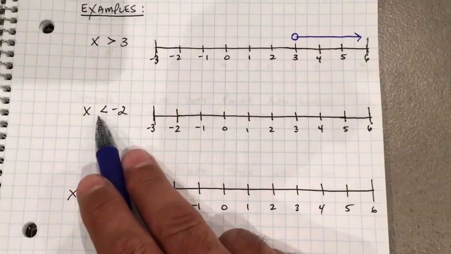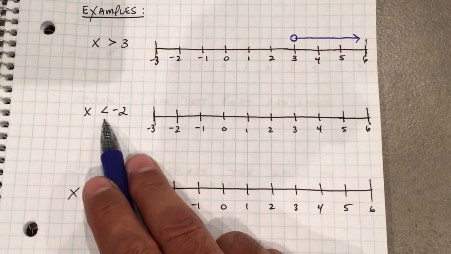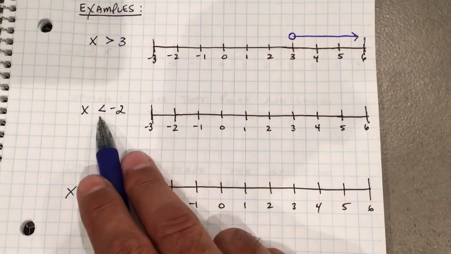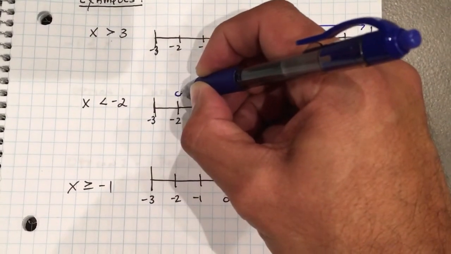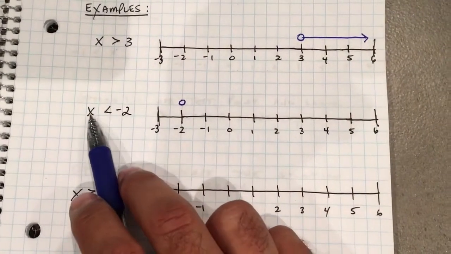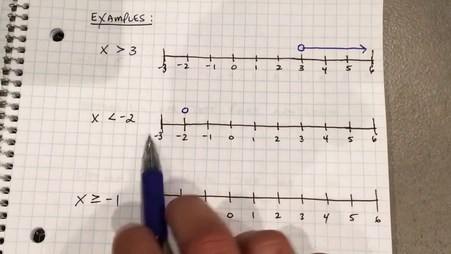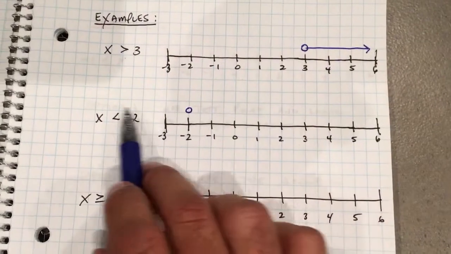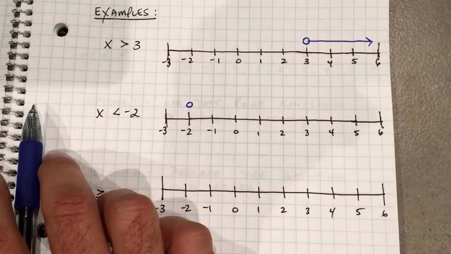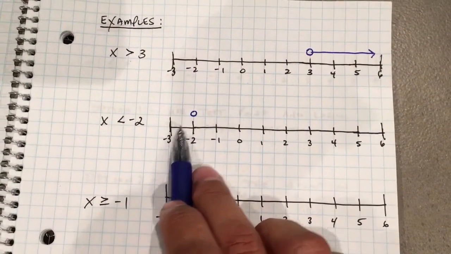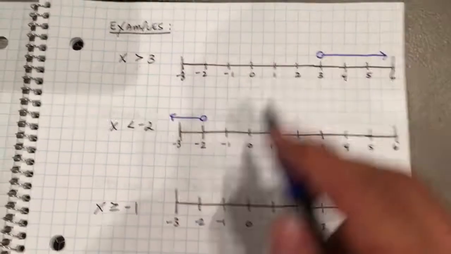X, or all the numbers, are less than -2. Again, what type of circle are we going to use? There is no line, so we're going to use an open circle. We go to -2, put our open circle, and these numbers have to be less than -2. This can be confusing when you're using negative numbers, but remember, as you move left on the number line, that's where the numbers are smaller or less than. So the -3 is going to be less than -2. And we'll point it to the left.